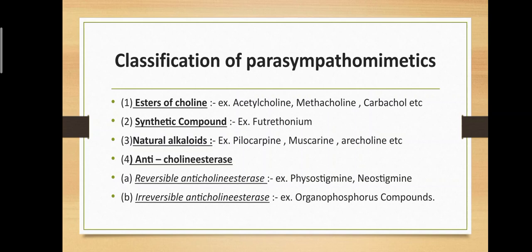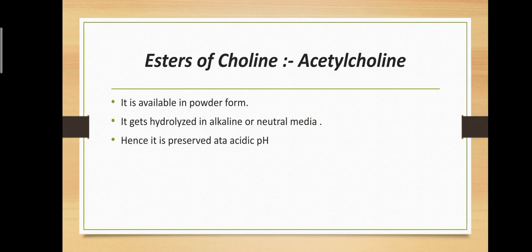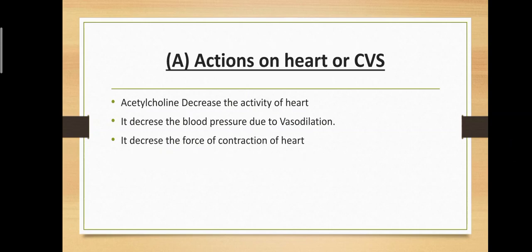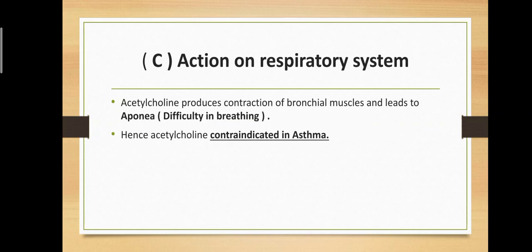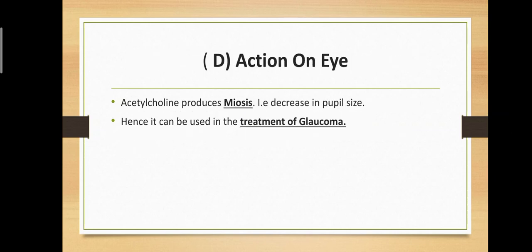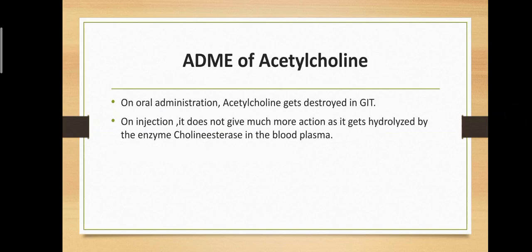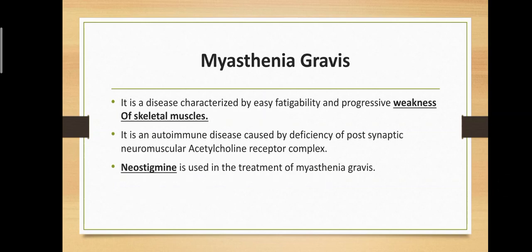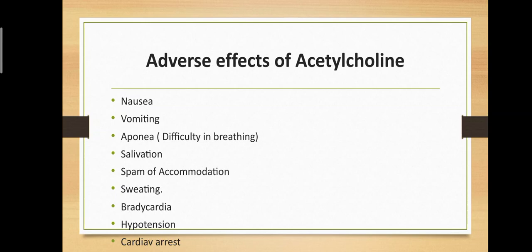In this chapter, we mainly discuss two drugs. First, esters of choline, for example acetylcholine, and the next drug is the organophosphorus compound, meaning irreversible anticholinesterase. Pharmacological actions of acetylcholine: there are two actions, muscarinic action and nicotinic action. Actions on heart, smooth muscle, respiratory system, eye, glands, and skeletal muscles. ADME of acetylcholine. Therapeutic uses of acetylcholine. Myasthenia gravis. Adverse effects of acetylcholine.